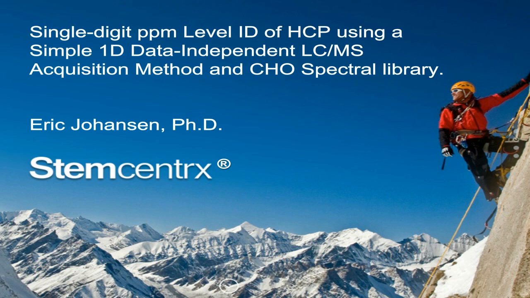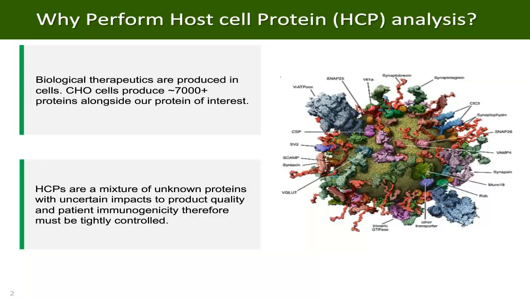So why would we want to perform host cell protein analysis? Biological therapeutics are produced in cells. CHO cells produce 7,000 plus proteins alongside your protein of interest. And host cell proteins are a mixture of unknown proteins with uncertain impacts to product quality and patient immunogenicity. Therefore, they must be tightly controlled.